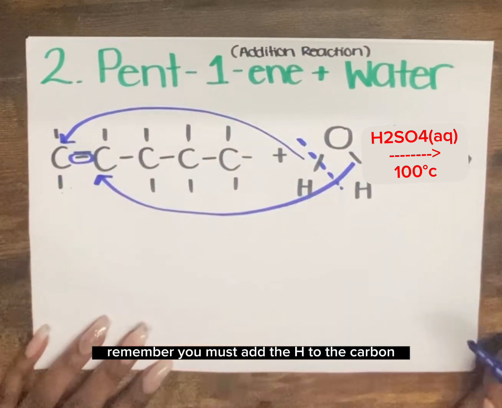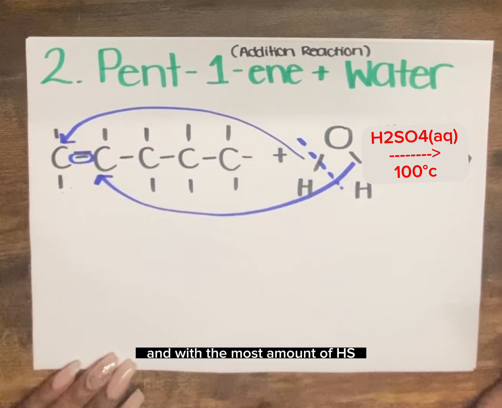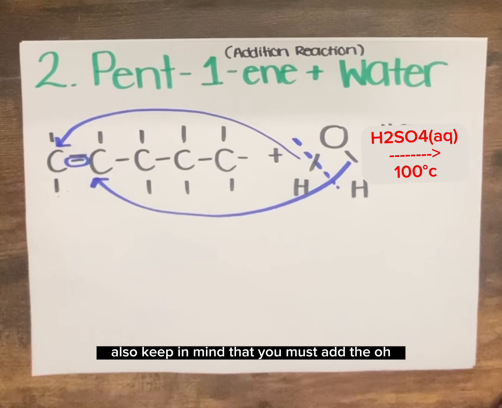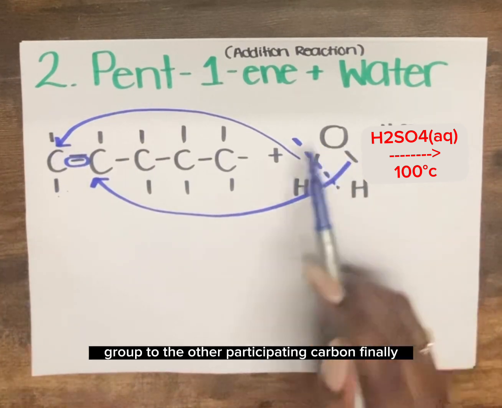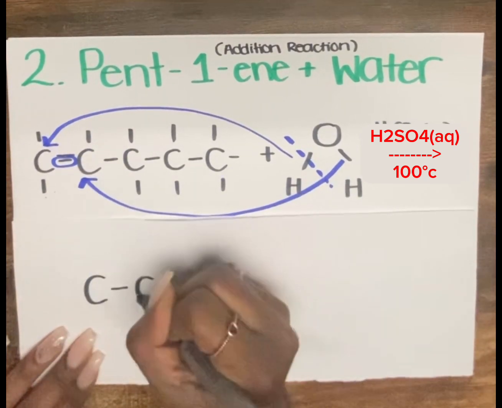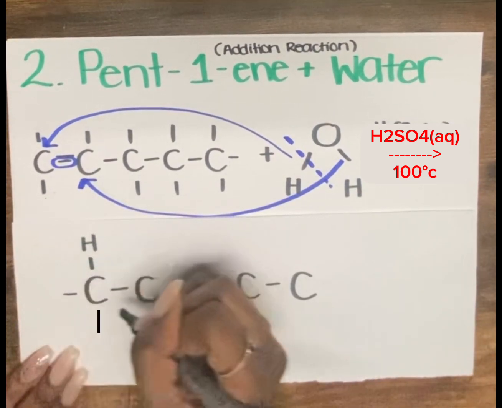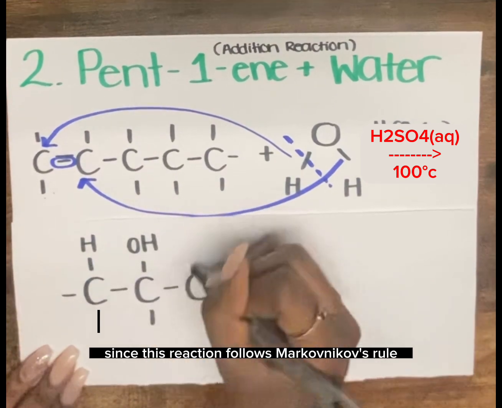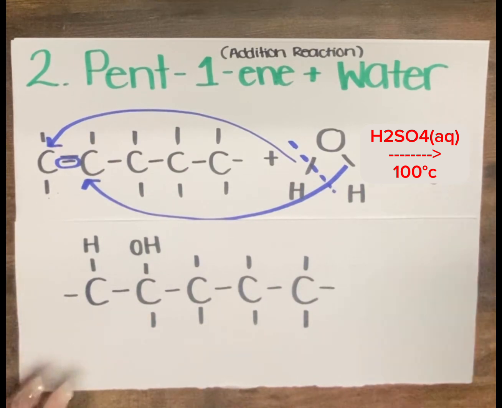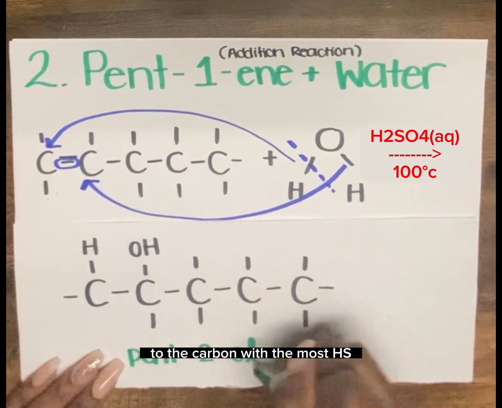Remember, you must add the H to the carbon that used to be participating in the double bond and with the most amount of H's since, according to Markovnikov's rule, the rich get richer. Also keep in mind that you must add the OH group to the other participating carbon. Finally, redraw your arrow with the catalyst mentioned above and your final drawing of pent-1-ene and water, which creates a pentan-2-ol. Don't forget, since this reaction follows Markovnikov's rule, there can only be one possible answer, which is pentan-2-ol. This cannot be a pentan-1-ol because the H will always be added to the carbon with the most H's.